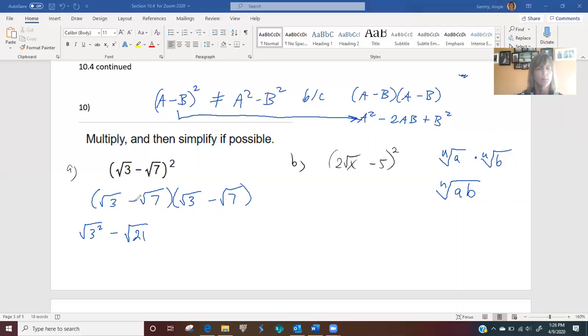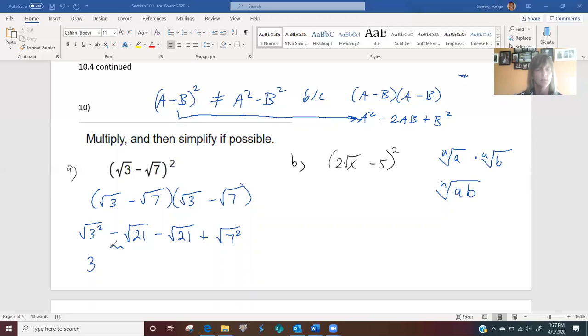Then we have the inner, negative square root of 7 times square root of 3 is square root of 21. And then we have the last, negative times negative is positive. Square root of 7 times square root of 7 is square root of 7 squared, and you guys might go ahead and make that a 49. But I'm going to leave it like this, and then I just bring out the 7, because that's back to the basic nth root of a to the n is a comes out, yes?